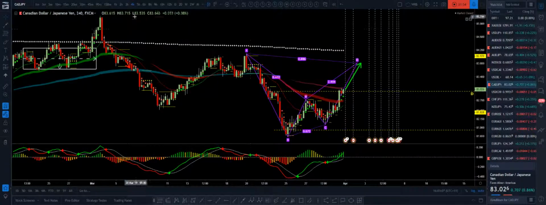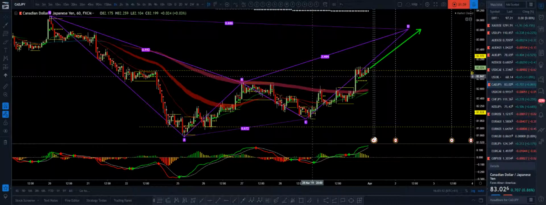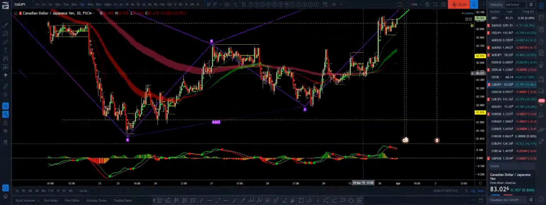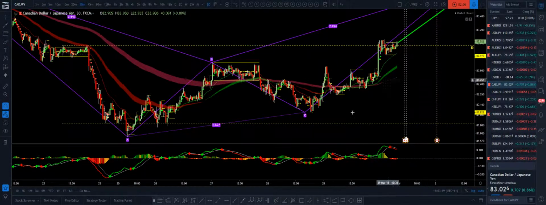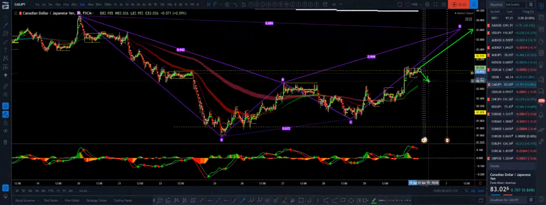So next week we can just long CADJPY. But where to long? Looking at this chart, we can wait for the MACD to come back, or we just long here. But the stop loss should be below this level. So we can maybe wait for it to come back a bit, maybe here, and then long.